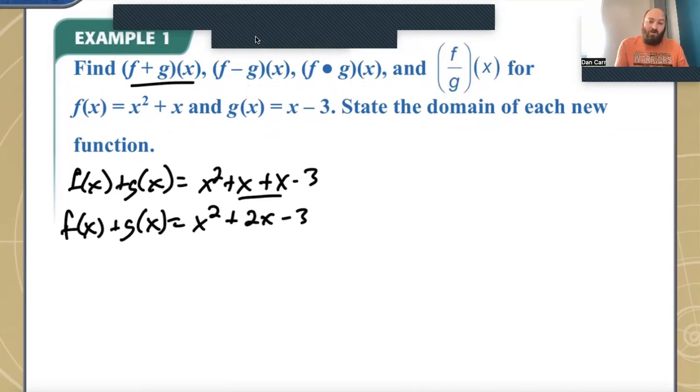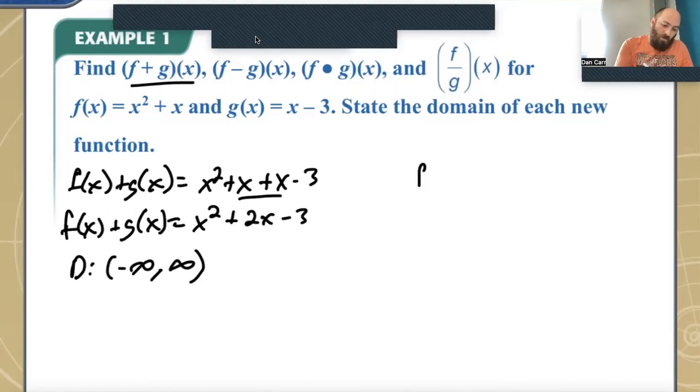Now, when we state the domain of this, we just have to look for, are there any restrictions? Okay, so from the originals, there are no restrictions, because it's just dealing with a quadratic and a linear. So when we combine them, our domain is just going to be all real numbers. In terms of interval notation, it looks like this: negative infinity to infinity.